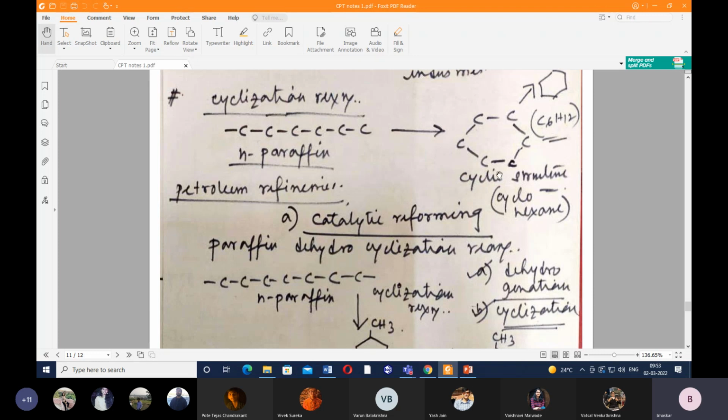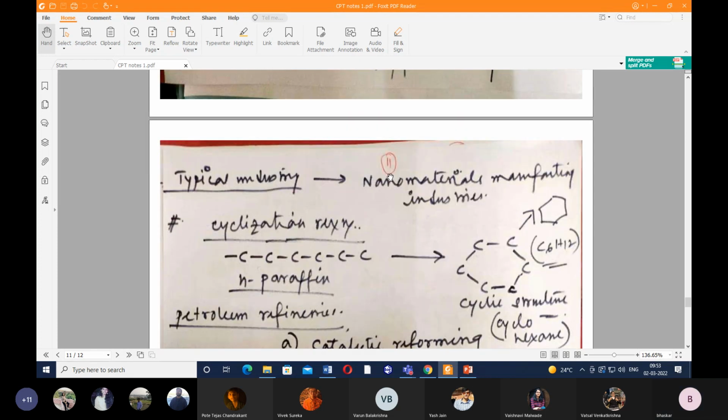Like this is cyclohexane, since here we have 6 carbons: 1, 2, 3, 4, 5, 6. So we get cyclohexane, C6H12. Suppose I have 7 carbons in the chain. What would be the typical cyclic compound? Think of it and give me the answer. Let's assume a normal paraffinic compound where 7 carbon atoms are there. Following the cyclization reaction, what would be the typical product in this case?